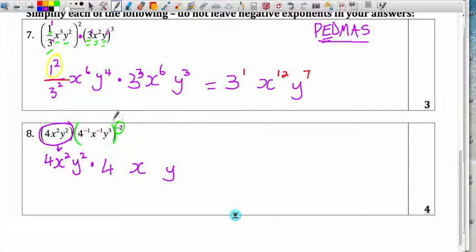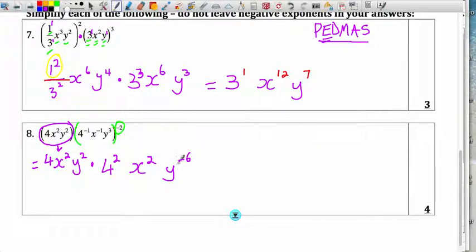So minus 2 multiplied by minus 1 is going to give me plus 2, minus 2 times minus 1 is going to give me plus 2, minus 2 times 3 is going to give me negative 6. And so I've now dealt with the parentheses. I'm now left with a multiplication problem.